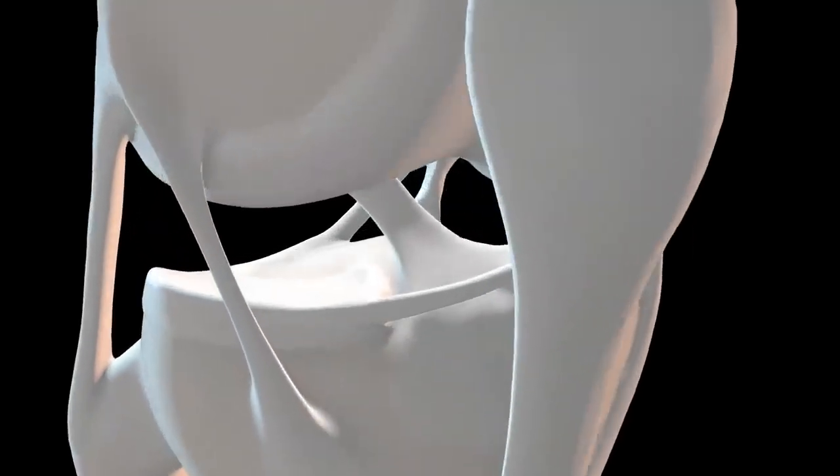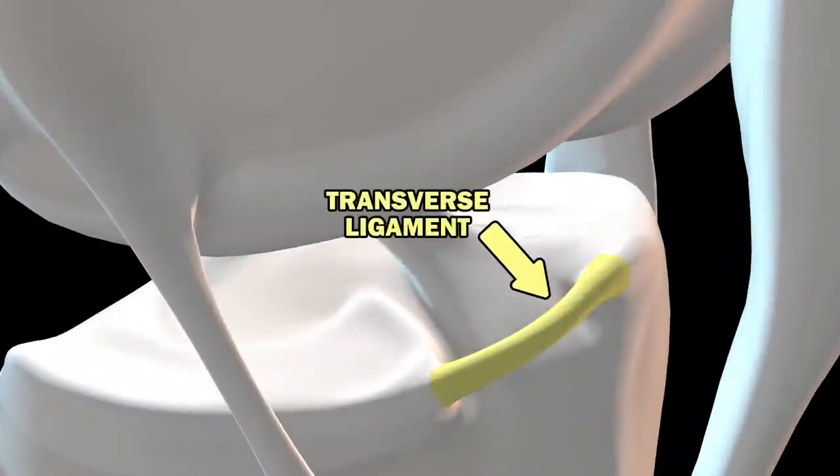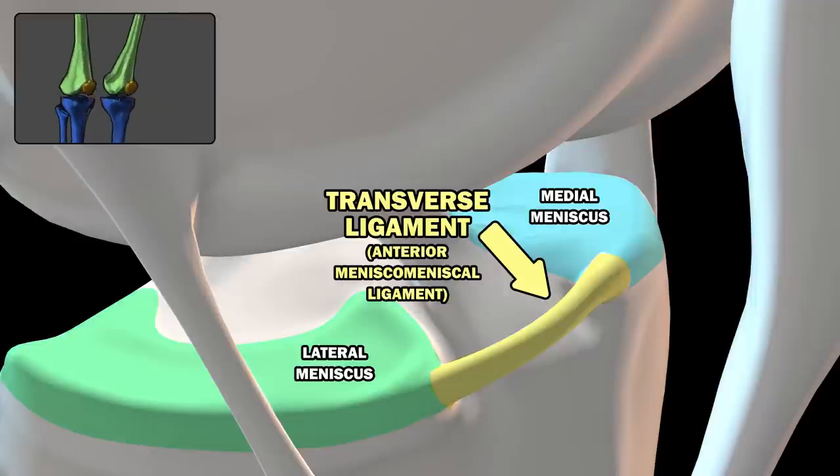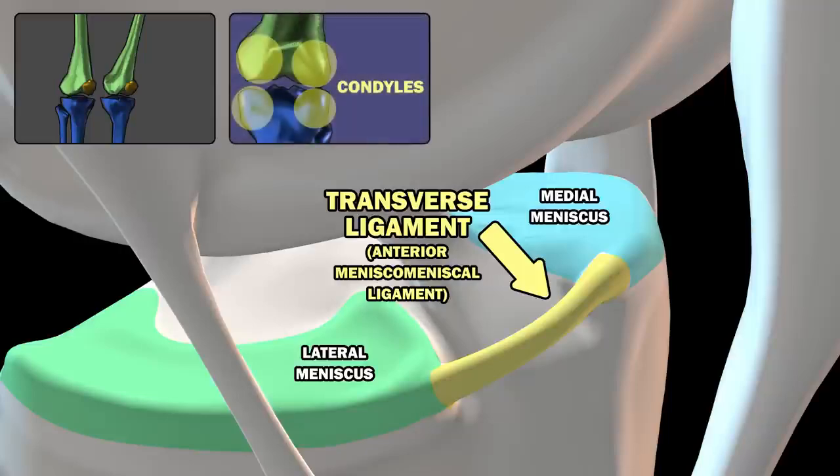Looking back inside the intercondylar notch, we can see the transverse ligament, otherwise called the anterior menisco-meniscal ligament. This ligament connects the anterior lateral meniscus to the anterior medial meniscus. This ligament is important during knee extension, since it prevents the anterior horns of the menisci from coming forward, which would cause the condyles of the femur and tibia to put pressure on them.